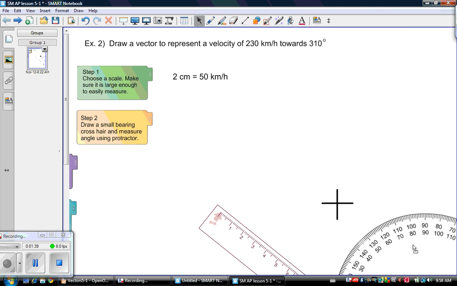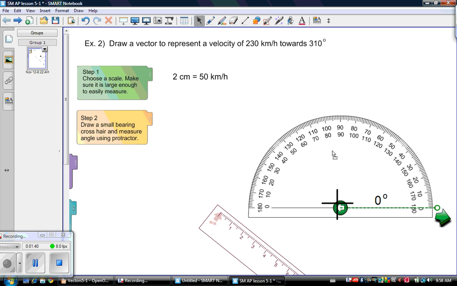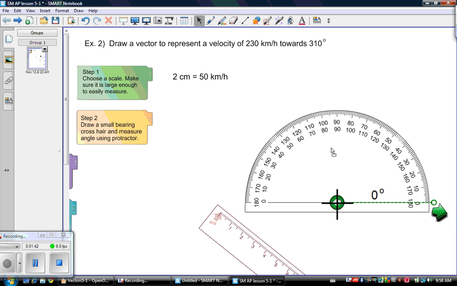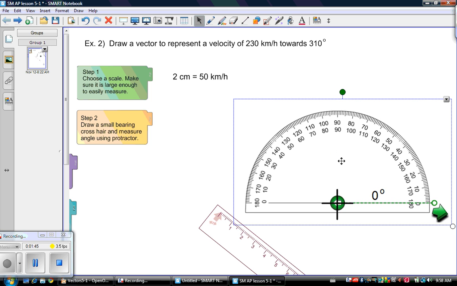With our crosshairs in place, we move our protractor up, lining up the 0 line and the 90 line on your protractor. Now our protractors aren't 360 degrees, they go up to 180. So we have to do a little bit of math here. 0 degrees is north, 90 degrees will be east, 180 is south. So 270 is out here at the west.